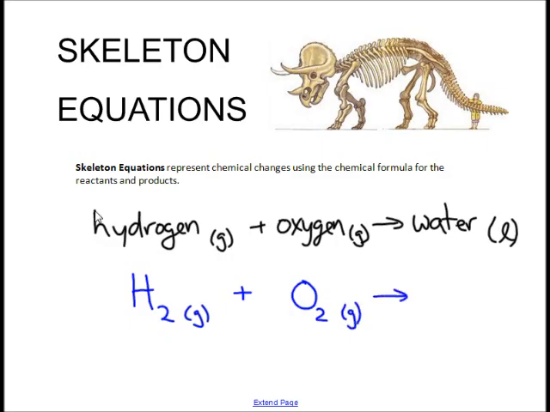Those react to produce, we put our arrow in, and then our formula for water, we want to convert that to H2O. And again, we'll put in brackets the state, which in this case is liquid for water. That's an example of a skeleton equation. It just saves the chemist a little bit of time by writing the chemical formula instead of the words. And because now you're a master of nomenclature, you'll be able to convert between words and chemical formulas.